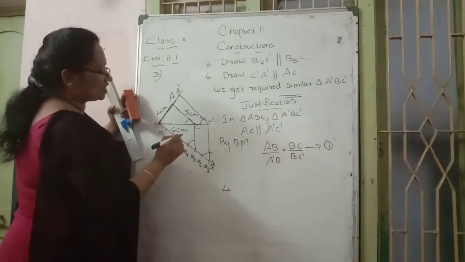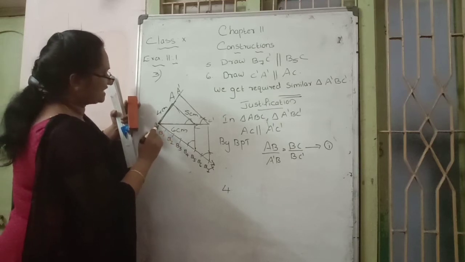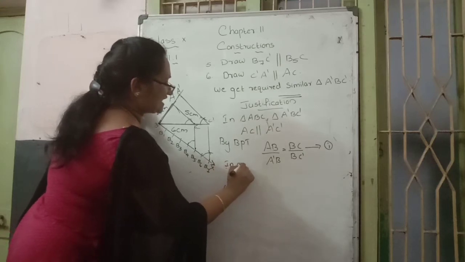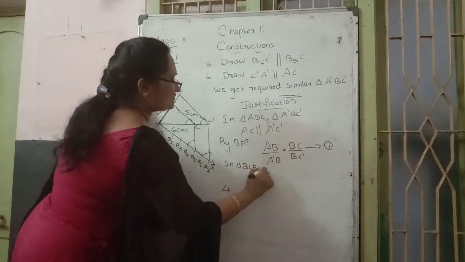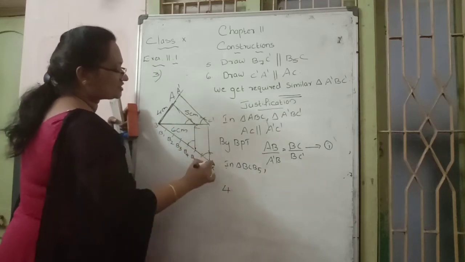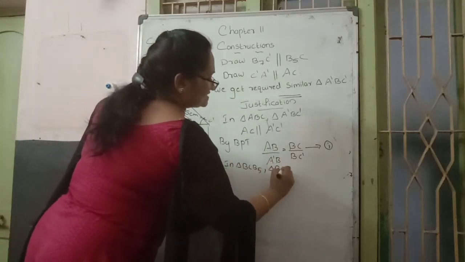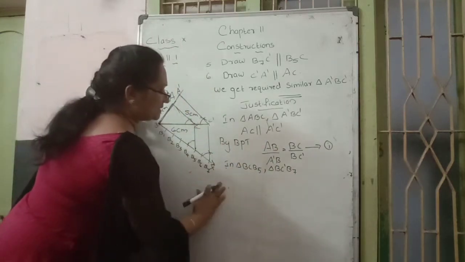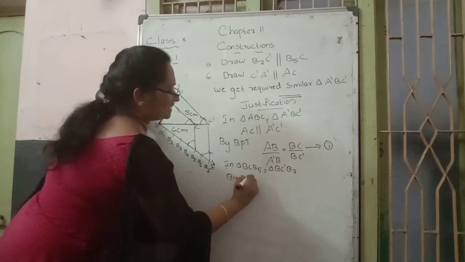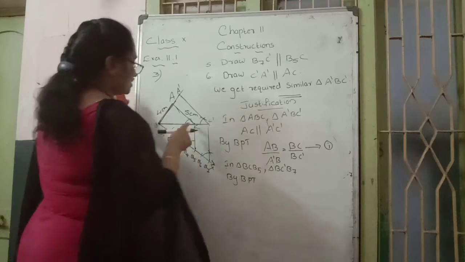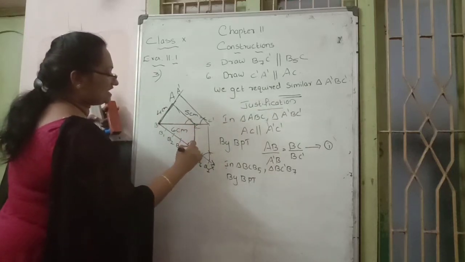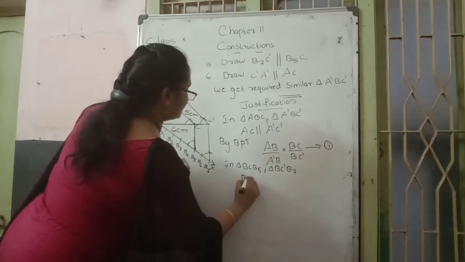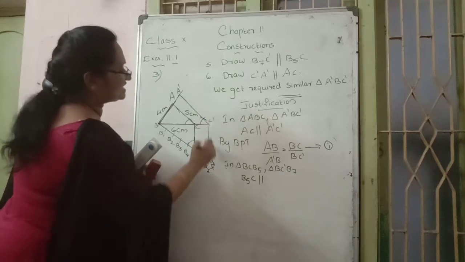Next, the bottom part. Here also two triangles are there. Which are the two triangles? Triangle BC B5 is the first triangle. The second is triangle B C dash B7. Here also by the BPT theorem, we have already proved which are the parallel lines. Here also we can write that B5C is parallel to B7C dash.